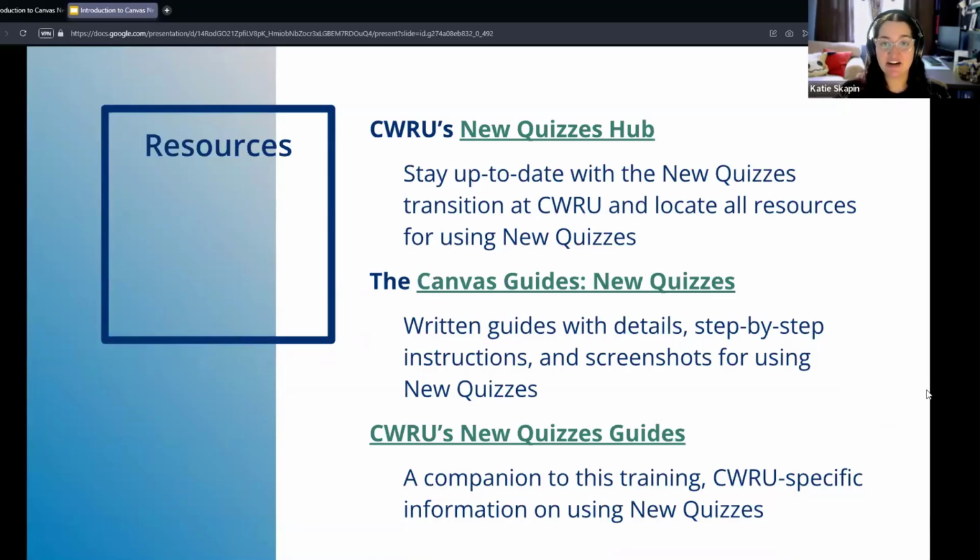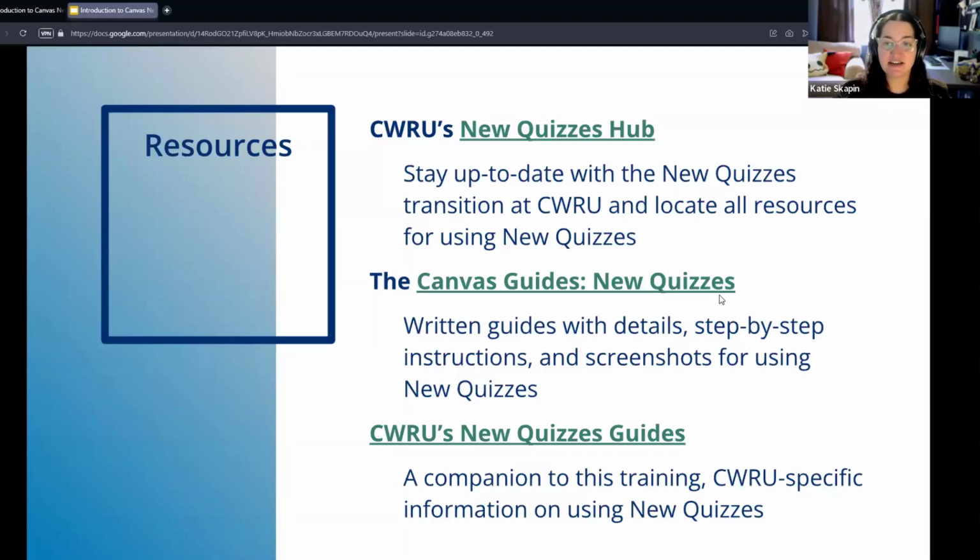So the first link in here is our New Quizzes Hub. That is our website. So you can just search CWRU New Quizzes on Google or something, and that'll pop up. That is where we're posting all of our updates. So if we do end up adjusting the time frame or adding new resources, they will be published there.